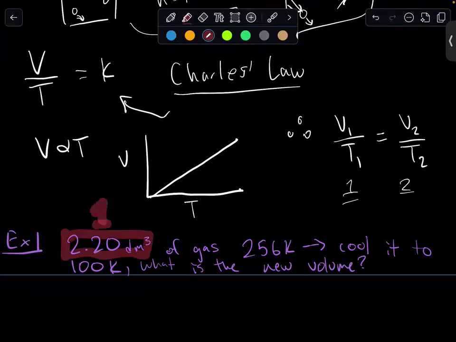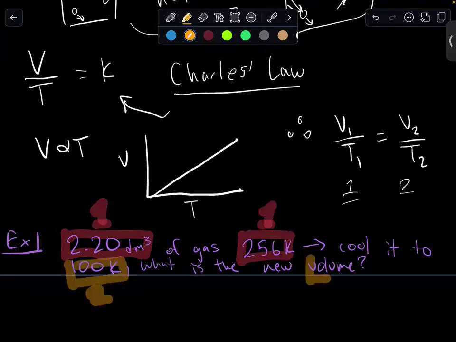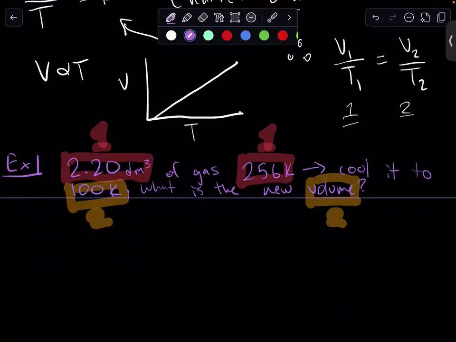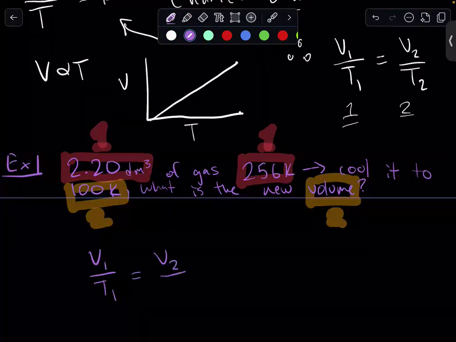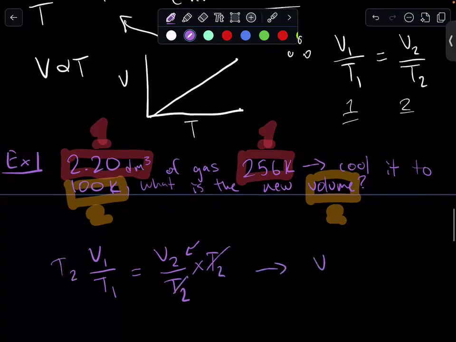So this is volume one, and this is temperature one. This is temperature two and new volume two. So I'm going to go ahead and try and solve these. V1 over T1 is equal to V2 over T2. And I'm trying to solve for volume, so I'm going to rearrange by multiplying temperature on both sides. Cancel out there. Volume 2 is equal to volume 1 times temperature 2 divided by temperature 1.